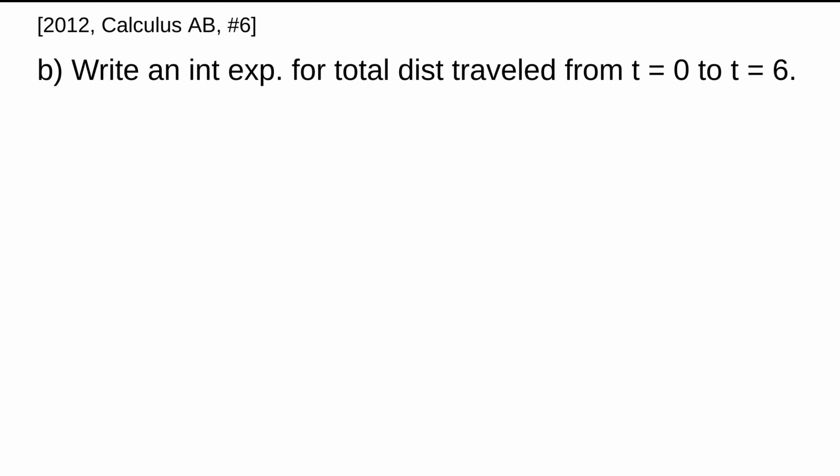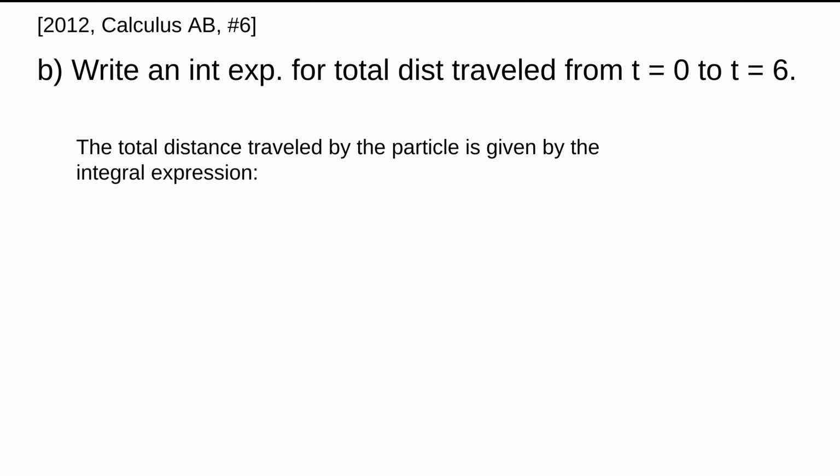In part B, we are asked to write an integral expression for the total distance traveled from t equals 0 to t equals 6. Now, one thing that's important to understand about this question is the wording. It is not asking us to find the total displacement between t equals 0 and t equals 6. It is asking for total distance traveled. Total distance traveled is a special integral. That integral involves the absolute value.